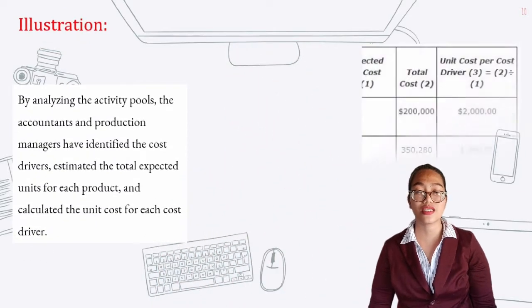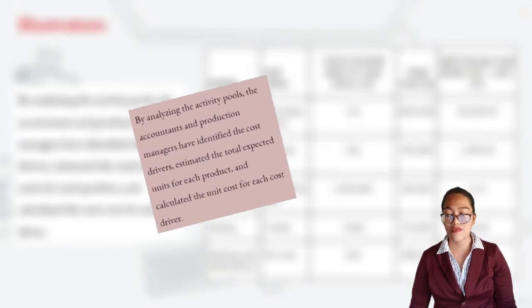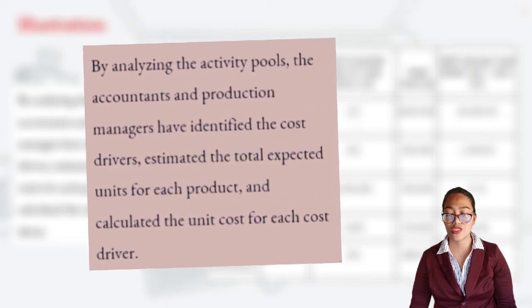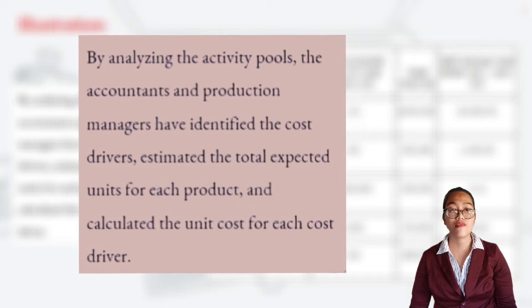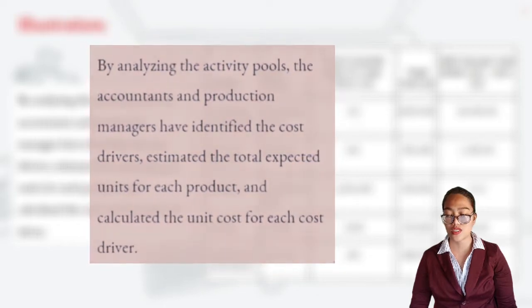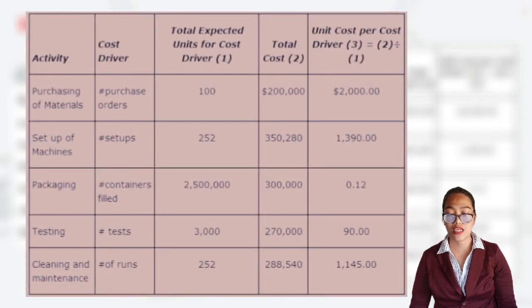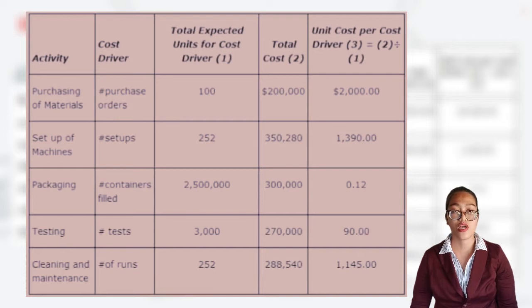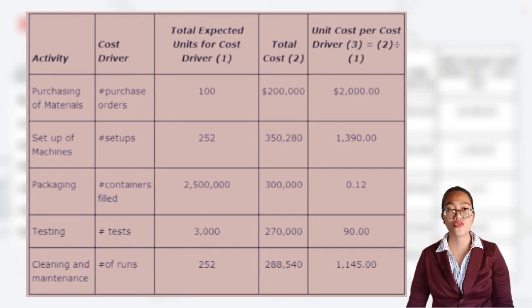So before we move on to computing the cost per unit and the total product cost of hollow and solid center balls using activity-based costing, we have additional information for the problem. On your screen, you can see a table. By analyzing the activity pools, the accountants and production managers have identified the cost drivers, estimated the total expected units for each product, and calculated the unit cost for each cost driver. So the table consists of the activities, its cost driver, the total expected units per cost driver, the total cost, and the unit cost per cost driver. Each activity has its own cost driver.